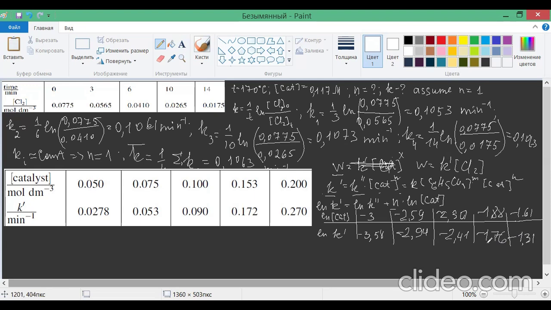I should draw the line in order to see the value of n. It is going to be the slope of this line. Hold on a sec, please. I'm opening Microsoft Excel.